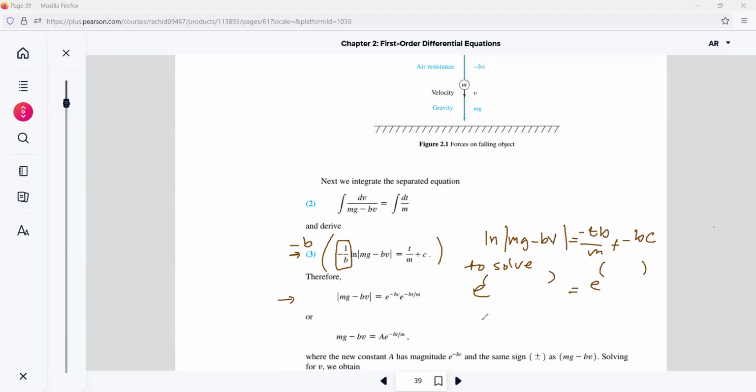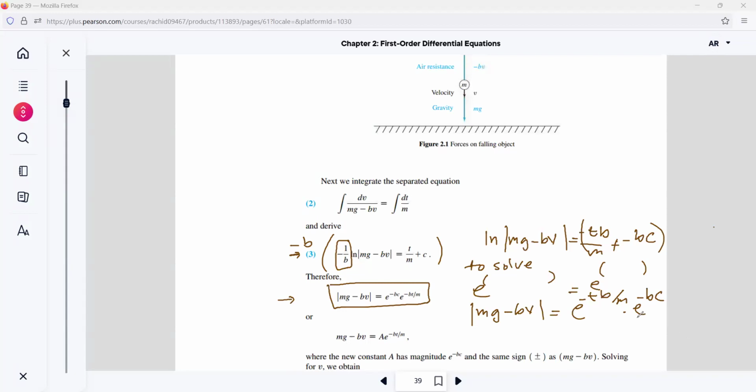That's going to cancel, and that's going to give you the absolute value of mg minus bv. And here you'll have e to this, right? So you'll have e to this. Since we have addition, it means for the exponents, it came from multiplication. And just like the previous video, you'll get this form.